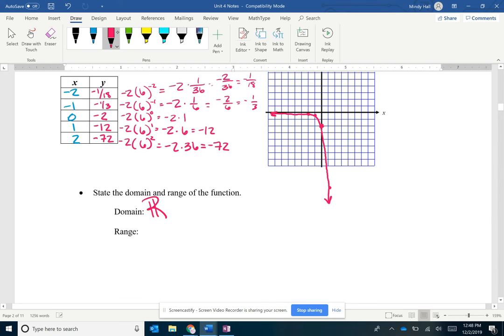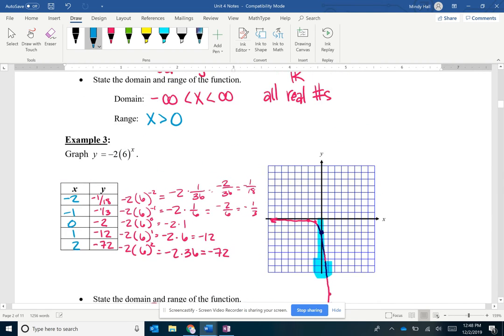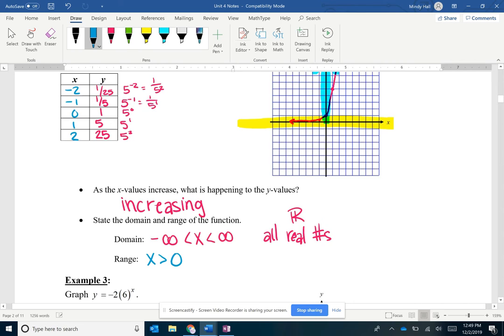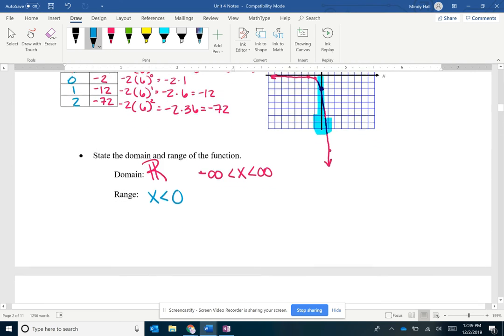Okay, so looking at this graph to state the domain, remember that's x values, this would be all real numbers, or negative infinity is less than x, which is less than infinity, because we can have any number plugged in. So then for the range, that is y values, and if you notice, it starts at 0 and then it goes down. And so since it goes down, I'm going to have x has to be less than 0 instead of greater than 0, because you notice greater than 0 is above the x-axis, less than 0 is below. And again, it's just going to be less than, not less than or equal to, because 0 is never actually touched.